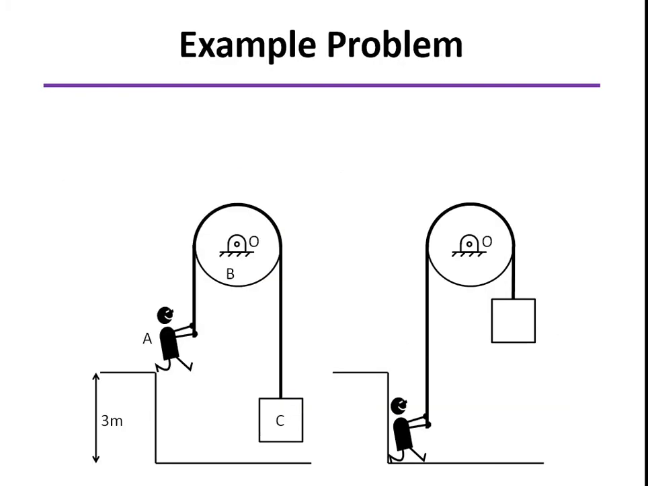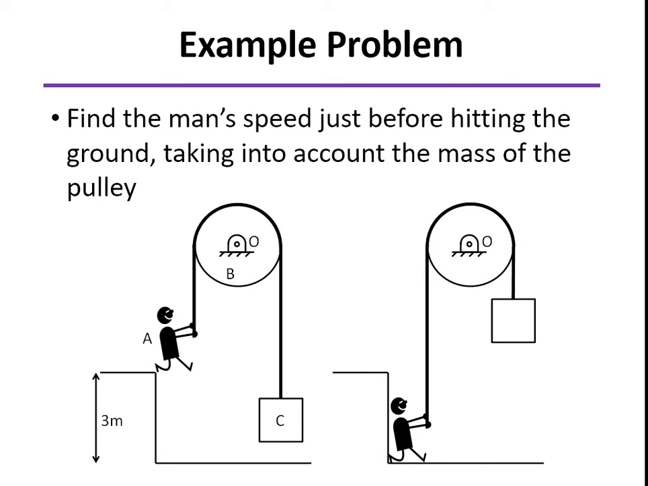Now here's a problem we've looked at probably a couple of times before, both with equations of motion and with energy methods, where we've tried to find the man's speed just before he hits the ground. Now when we did this before, we assumed that we could ignore the mass of the pulley. And we'll see how that's different if we say now that we're going to take into account the mass of the pulley.